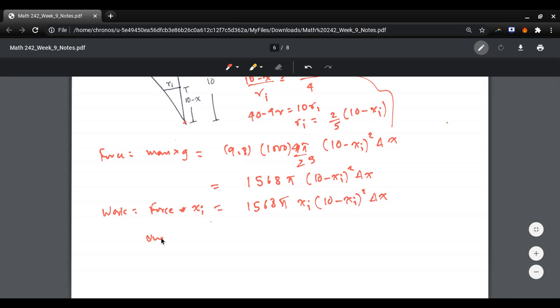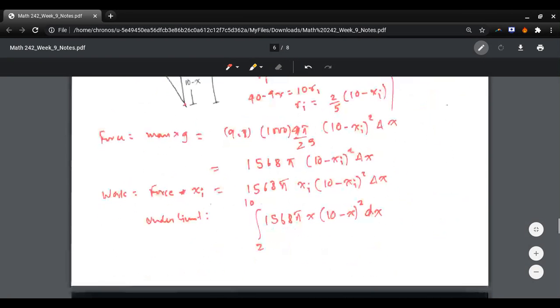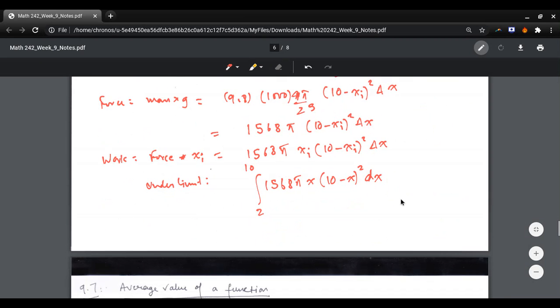Now under the limit, it becomes the integration of 1568 pi x, 10 minus x squared dx, and x varies from 2 to 10, because remember there's only water starting from 2 meters below what we chose as origin. If you complete this, this should come out to approximately 3.4 times 10 to the power 6 joules.